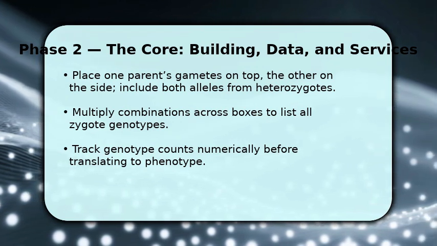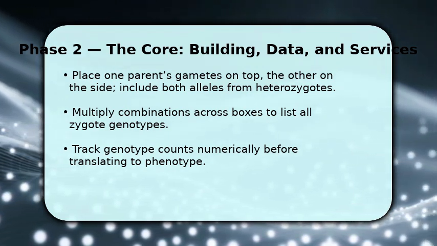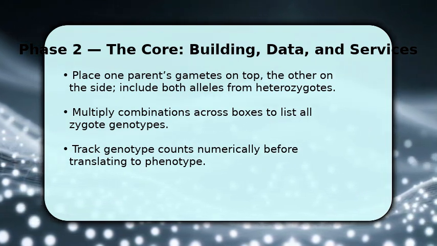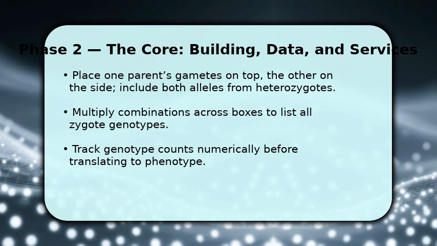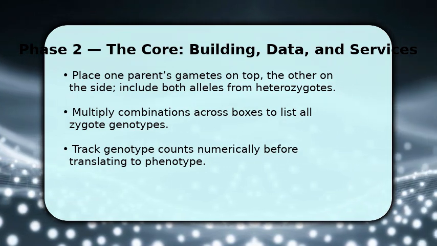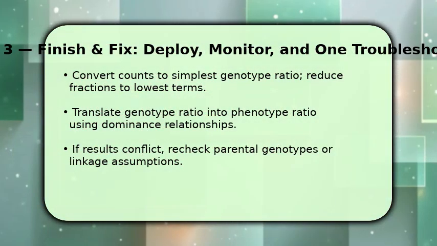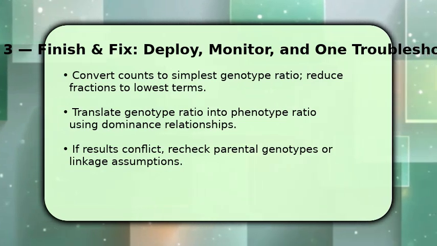This gives raw counts. Next, map genotypes to phenotypes using dominance rules. If A masks a, group AA and Aa together for the dominant phenotype. Once counted, convert raw counts into proportions. You're halfway to ratios. You finish by converting counts into the final ratios.